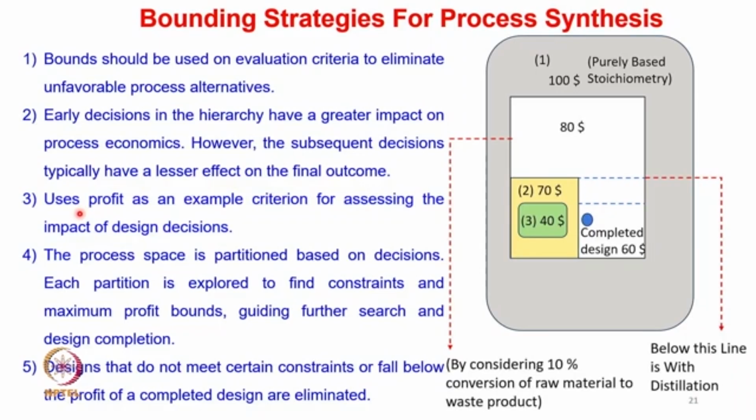Usually we take profit as an example criterion for assessing the impact of design decisions, but instead of profit we can even use sustainability or environmental protection, or how much environmental degradation a particular process is causing. That can be another criterion for assessing the given flowsheet.